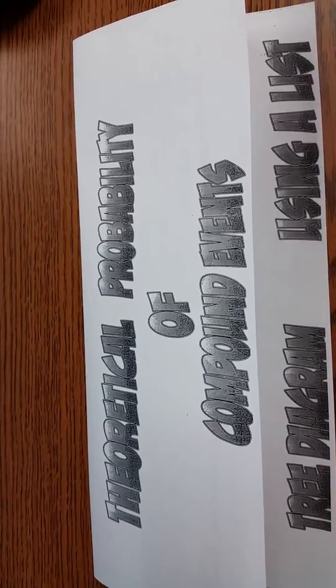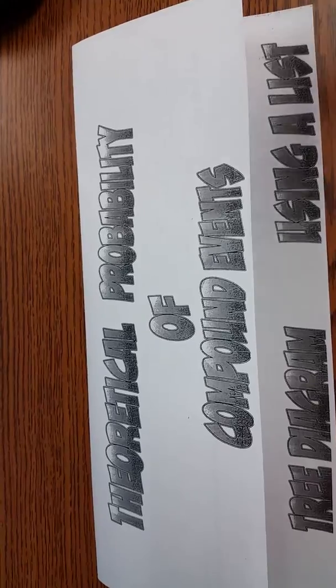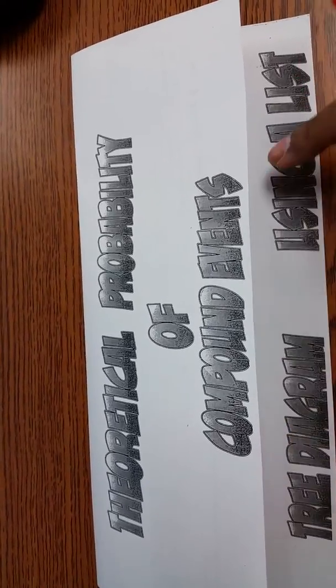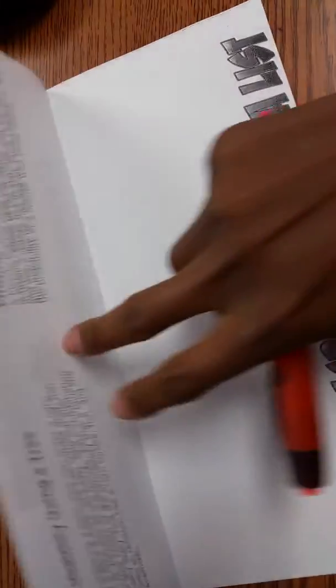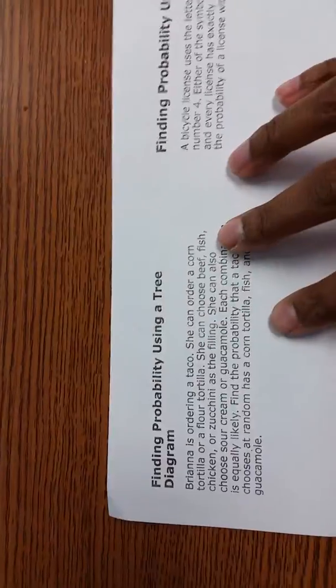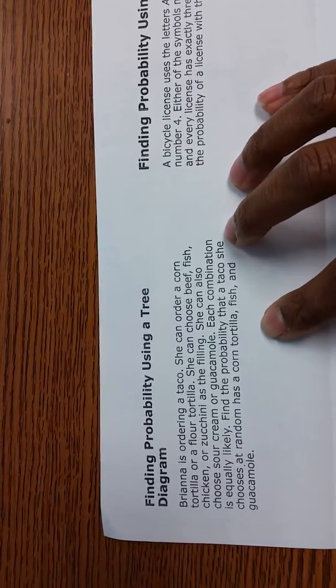Okay, class, today we're going to be doing theoretical probability of compound events using a tree diagram and using a list. Okay. All right, so let's look at our first example here. It says finding probability using a tree diagram. It says Brianna is ordering a taco.